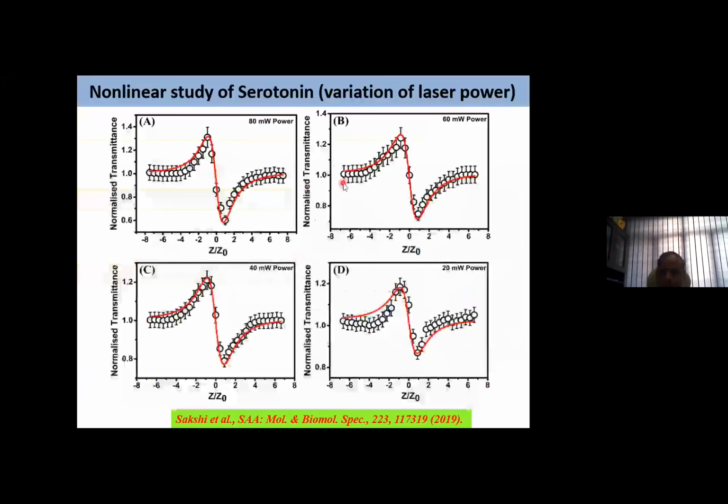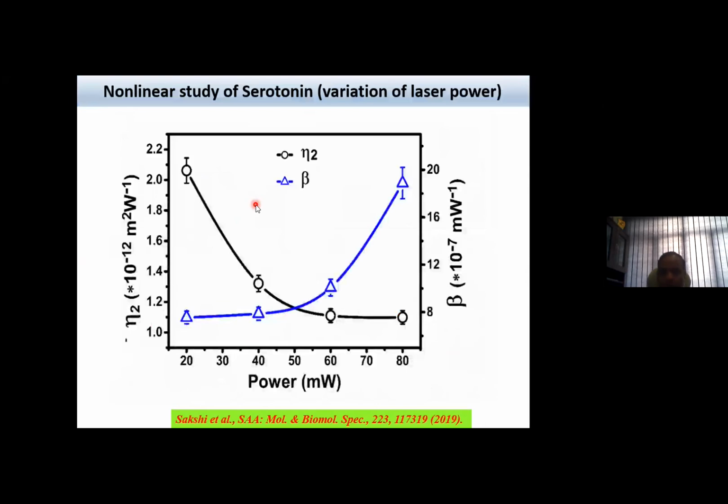So these are the profiles we got with the variation from 20 milliwatt to 80 milliwatt power. As I said, if you have a contribution of absorption, sometimes your profile is not symmetric, it will be distorted. If the contribution is from RSA, then your valley will be enhanced. If the contribution is from SA, your peak will be enhanced. So here we saw a slight enhancement of the valley in all profiles. By analysis, we saw that the n2 values, the negative of the parameters, are decreasing as a function of the power, but the beta values are positive and increasing.